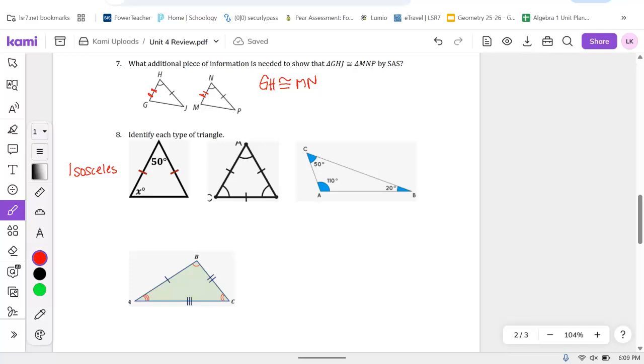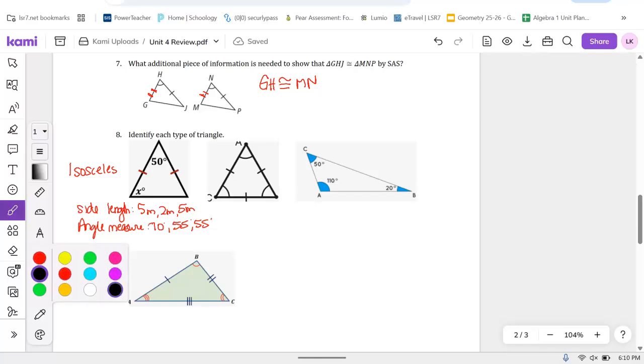Now, you might have something that says the side length is 5 meters, 2 meters, and 5 meters. So two of the sides are the same. Or you could have angle measure, and maybe you have 70 degrees, 55 degrees, and 55 degrees. That is saying that there's two angles that are the same, so it's going to be isosceles.